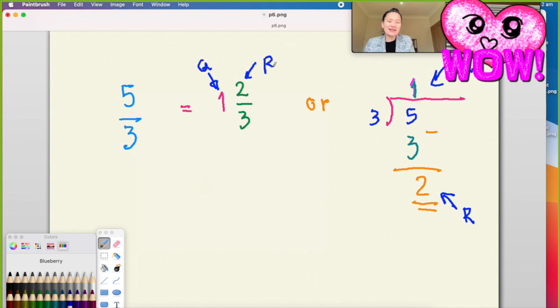And then you have the same denominator. The denominator is the same. Great, does that make sense? Can we try one more? Yes?